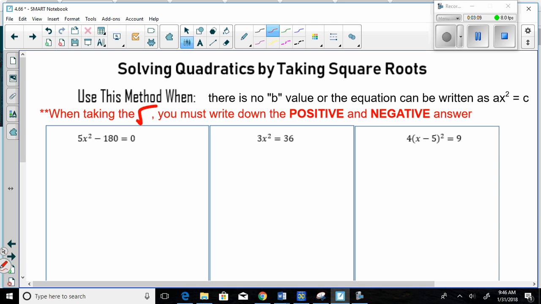So does everyone have that down? The red and the black up there. So basically, when there's no b value, or the equation can be written as an x squared on one side and a number on the other. On that little sheet that's on your desk.